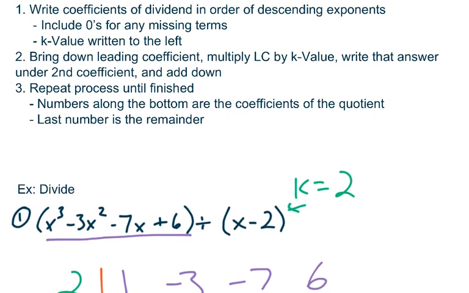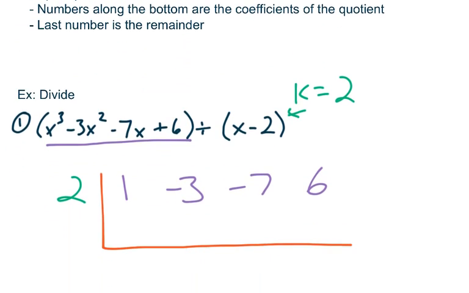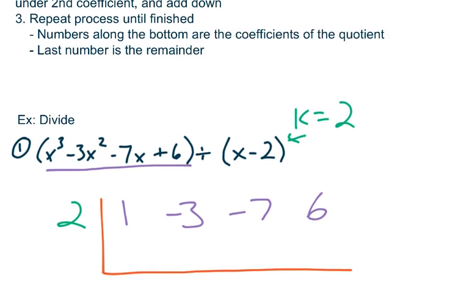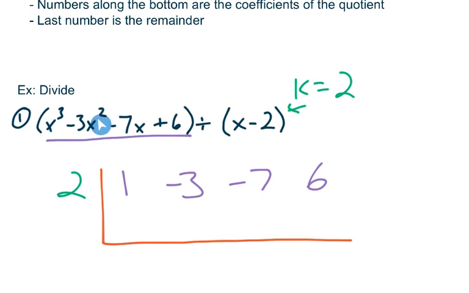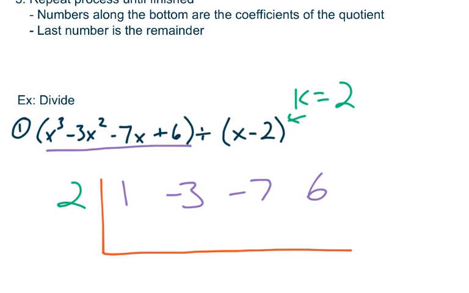So we write the coefficients of the dividend in order of descending exponents. We've done that. That's what we've got here in purple. Include zeros for any missing terms. We don't have any missing terms here. 3, 2, 1, 0. We don't have any gaps. And then the k value written to the left. So the k value is the opposite of the number in your divisor.